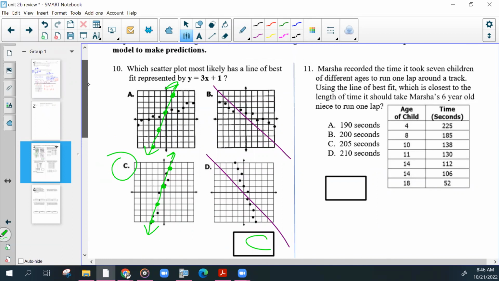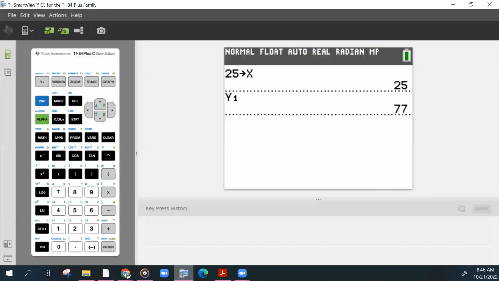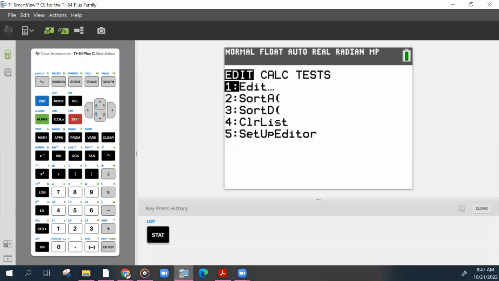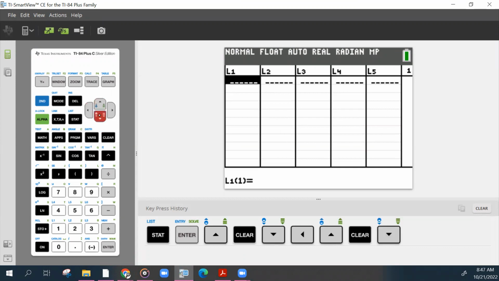Alright, taking us to number 12, so we're gonna do that in our calculator following these steps. We're gonna put these into L1 and L2 by going into stat, edit. If you have stuff in there, clear it out. Go to the top, hit clear, go down. Or you can reset your calculator, either or. Start putting in all of your data.